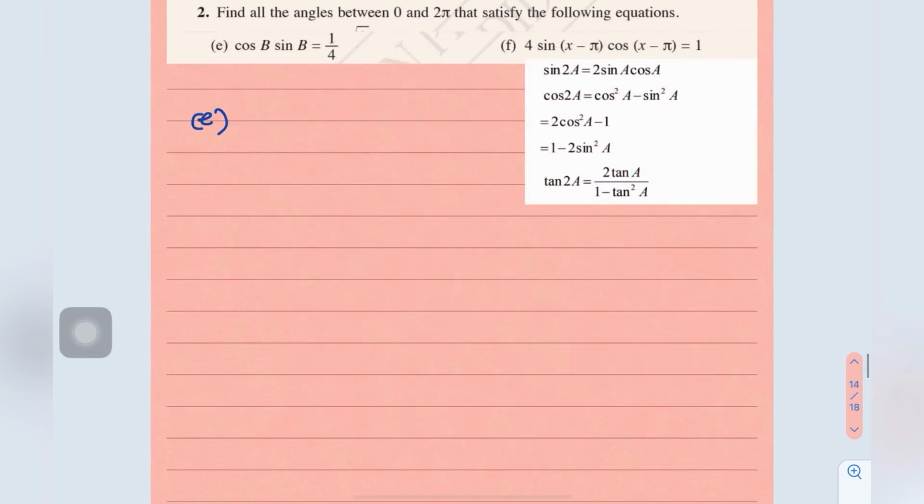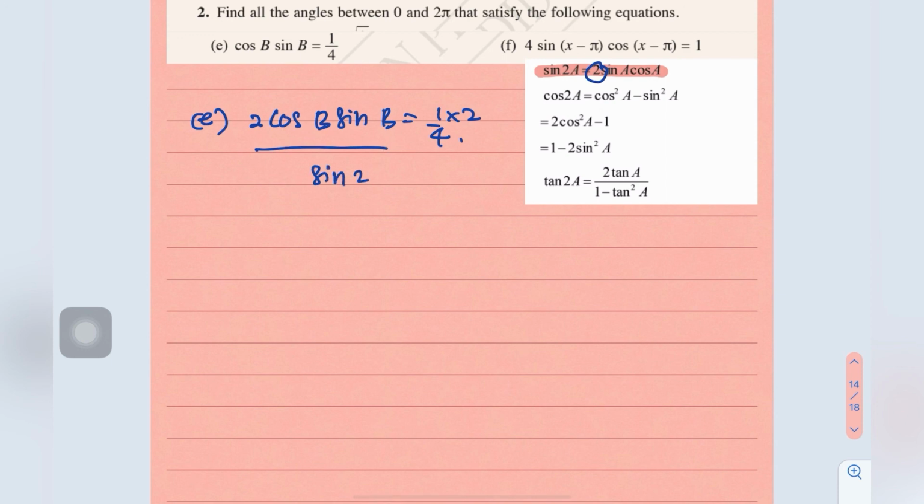Next, cos B sin B equals 1 over 4. If you refer to the list of formulas, this looks like the double angle formula for sine. But here we only have one copy, not 2, so you have to multiply by 2 on both sides to keep it balanced. So all this equals sine 2b, which equals 1 over 2.